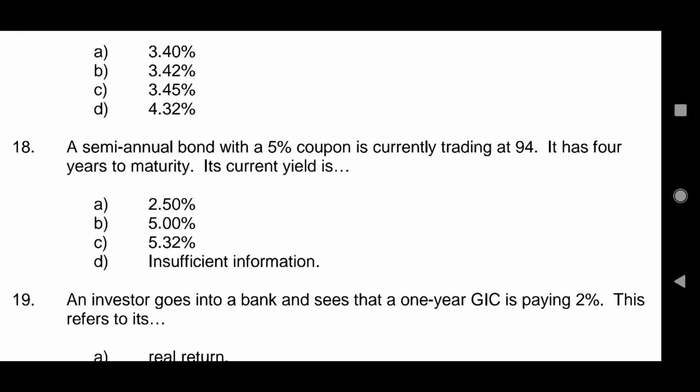And then finally, D asks if you have insufficient information. Well, that's not true because, like we said, just like if you were going to figure out your yield on the investment property, you have sufficient information as long as you know how much you paid and you know how much you are getting every year. So thanks so much, and I hope that this helped you understand the current yield of a bond and how to calculate that.